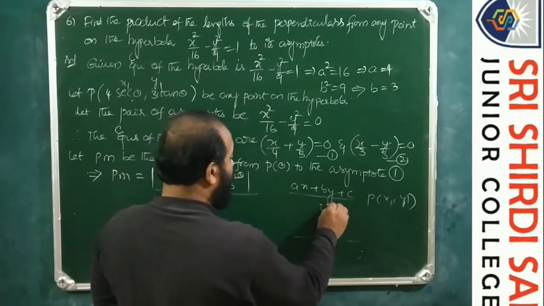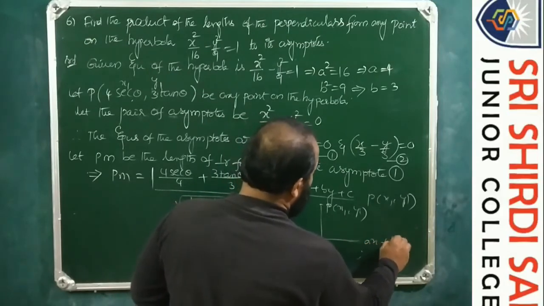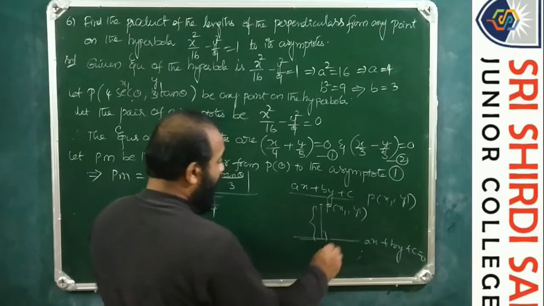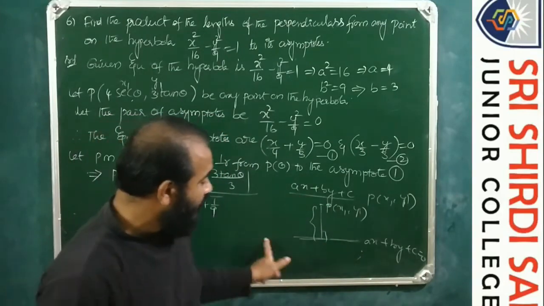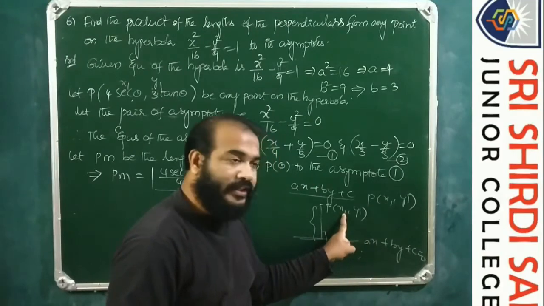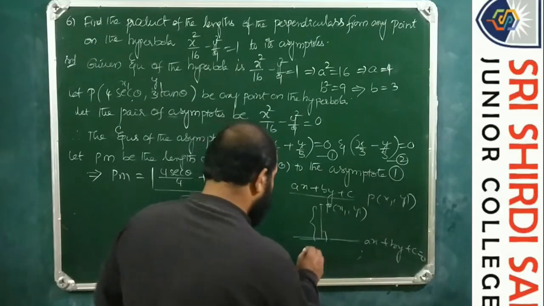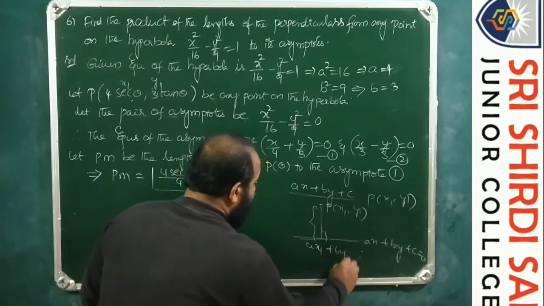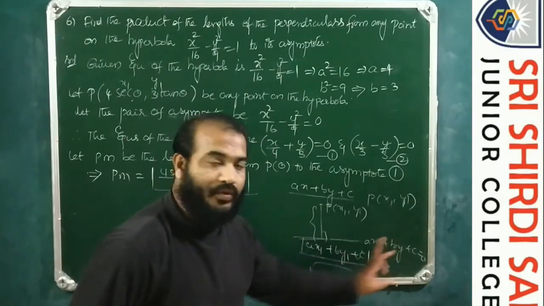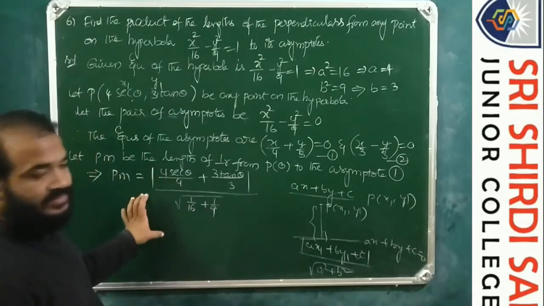So P(x1, y1) is the point and this is the line ax plus by plus c equals 0. The length of the perpendicular drawn from P to this line is modulus of (a x1 plus b y1 plus c) by the square root of a square plus b square. The same concept I have applied for this.